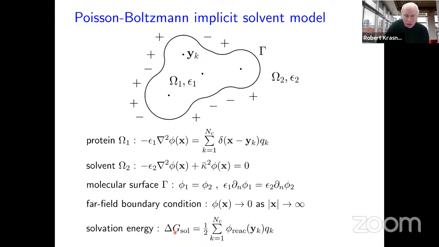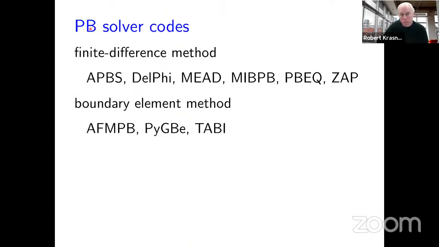Now, there are lots of Poisson-Boltzmann solver codes, and the most popular ones are finite difference methods. Here's a list of the codes that I'm aware of. However, we're interested in the alternative, the boundary element method. These are three boundary element codes that have been developed. Wei and I developed this one, TABI. It stands for Tree Code Accelerated Boundary Integral. I want to tell you about this code.